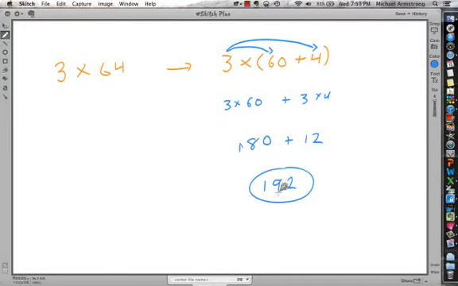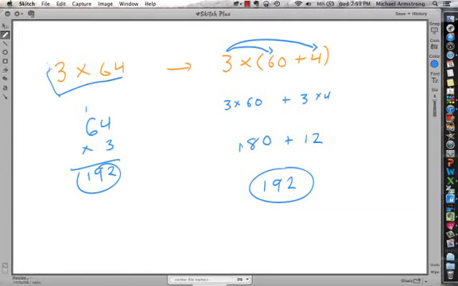Voila, you just figured out a neat way to solve this problem. The only other way to solve it over here is with a calculator, or with the way that you learned back in 3rd grade. 64 times 3, 3 times 4 is 12, 3 times 6 is 18. Remember I carried the 1, 18 plus 1 is 19, 192. Voila, I got the same answer.